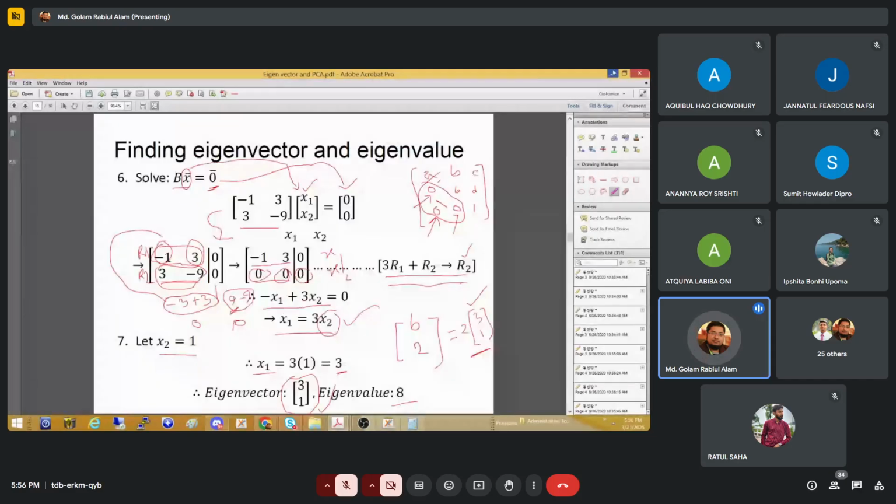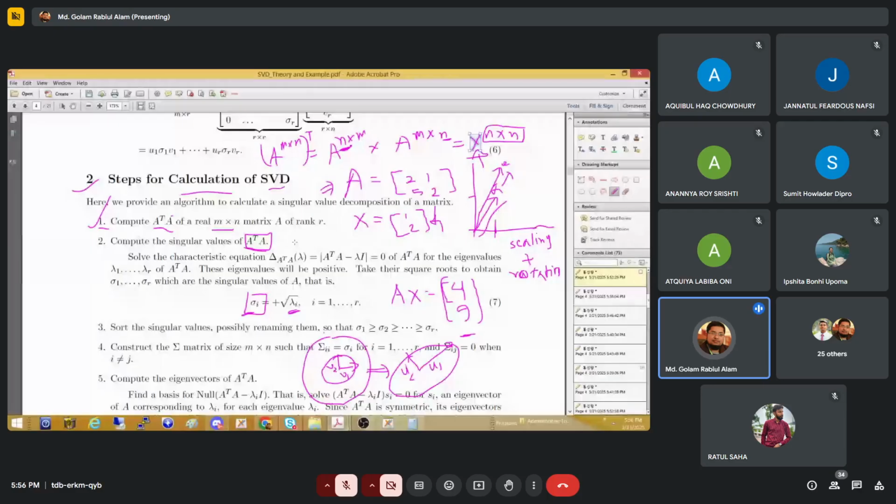Then compute the singular values from this matrix. This matrix is a square matrix, and the singular values will be the positive square root of the eigenvalues, that is, positive values.